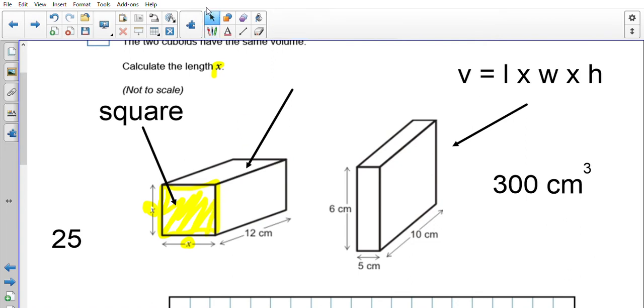Now again, like with the previous question, you should spot straight away, 25 is a square number. And if I find out what each dimension is going to be, it's going to be the same. So each x is going to be 5. It's going to be 5 times 5 is 25. And then if I put that back into a calculation, 5 times 5 times 12 is going to get me back to 300 centimetres cubed for my volume.